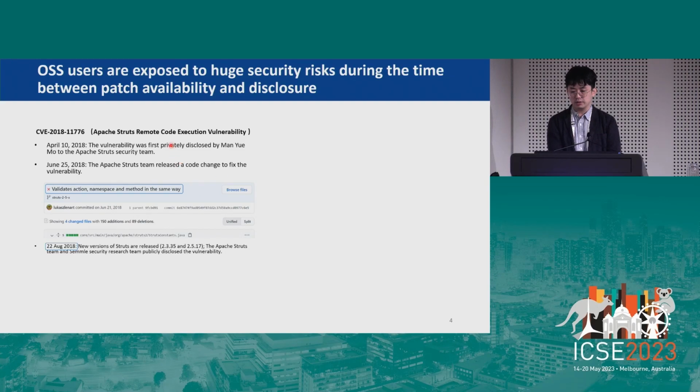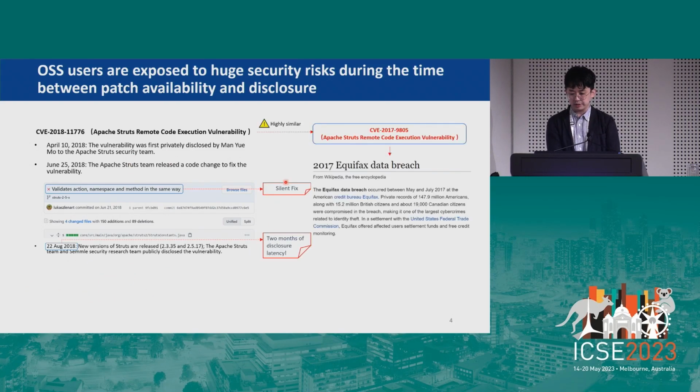Here's a further example showing the potential risk caused by the disclosure latency. This is a remote code execution vulnerability in the Apache Struts project. It was discovered and reported privately in April. Then after 2 months, the vulnerability was fixed and submitted to the public repository. Note that the commit message did not leak vulnerability information. Hence, it is a silent fix. After that, the new version of Struts, which integrated the patch, was released, and the vulnerability was disclosed. We can see that there's around 2 months latency between the patch and the disclosure.